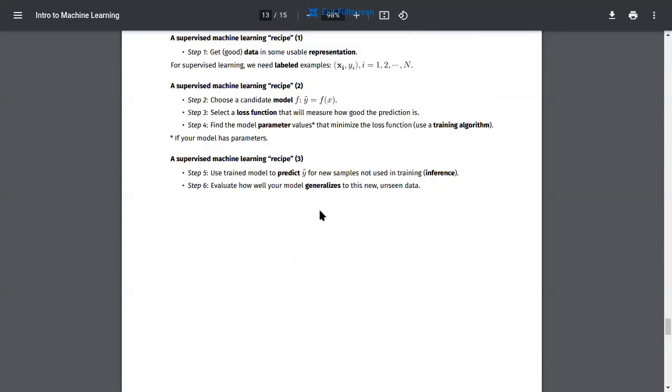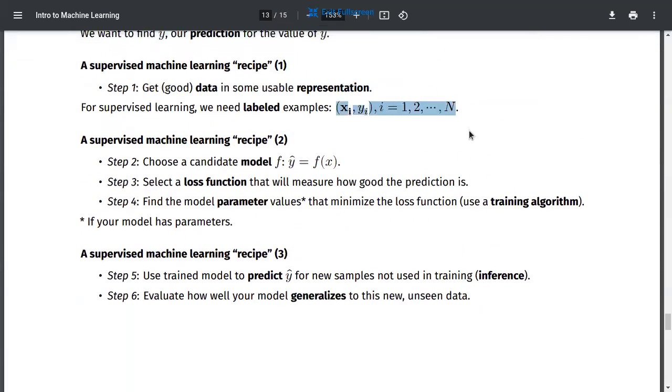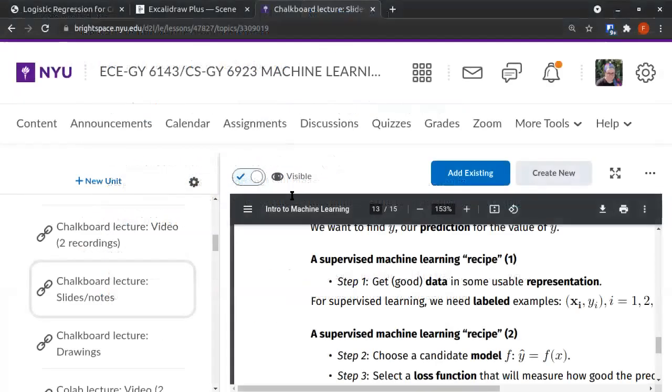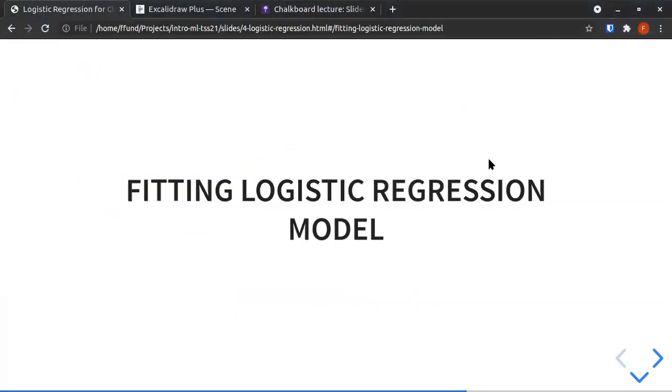Okay, so we had a machine learning recipe. For our logistic regression, we have data. We have a candidate model, so we have an f of x, which is either equal to the sigmoid or the softmax. We have a way to predict y for new samples, so we know how to do inference once we have the weights. But we still need a loss function, so we need to be able to evaluate how good a prediction is. And we also need a training algorithm to find the weights that minimize the loss function. So that's what we're still missing. So let's talk about how we do that.